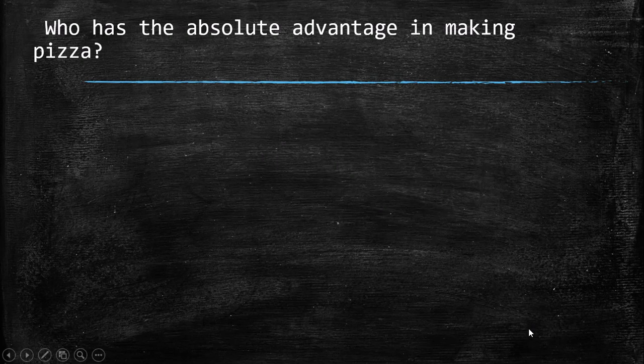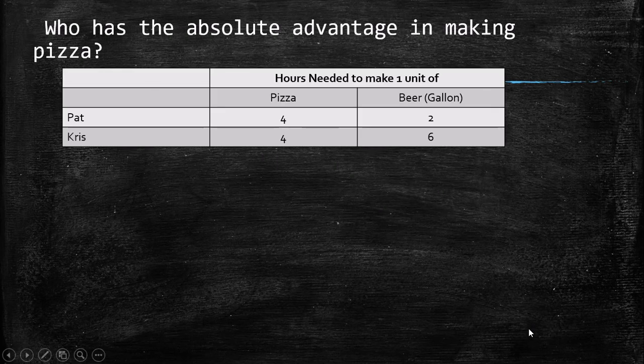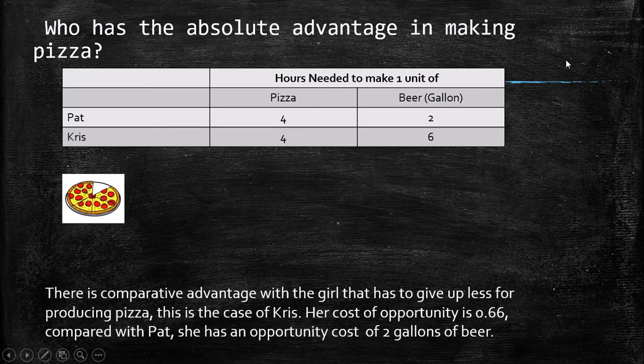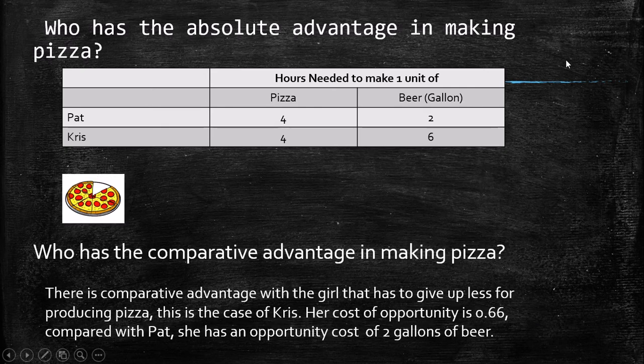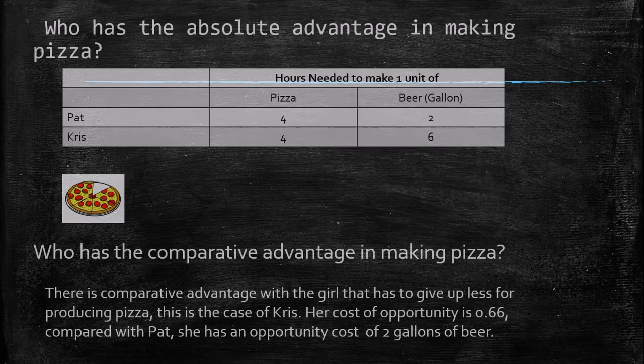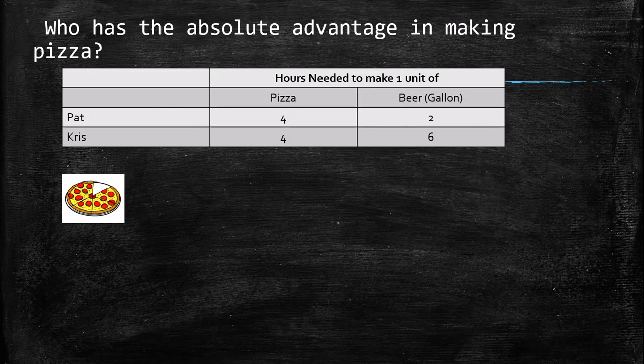The second question is, who has the absolute advantage in making pizza? So again, who has the absolute advantage in making pizza? In pizza there is no absolute advantage, because both Pat and Kris spend 4 hours for making 1 unit of pizza. So there is no absolute advantage.